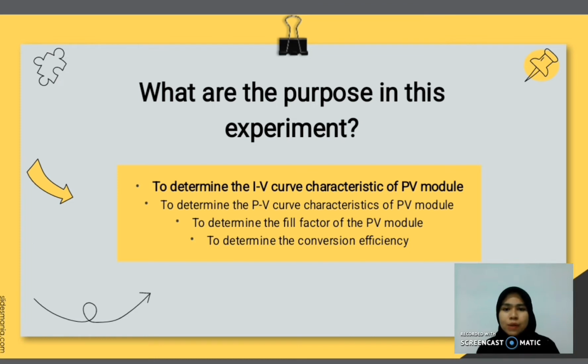As we all know, this experiment consists of 4 objectives. First, to determine the IV curve characteristic of the PV module, and then to determine the PV curve characteristic of the PV module. The third one is to determine the fill factor of the PV modules, and the last one is to determine the conversion efficiency.